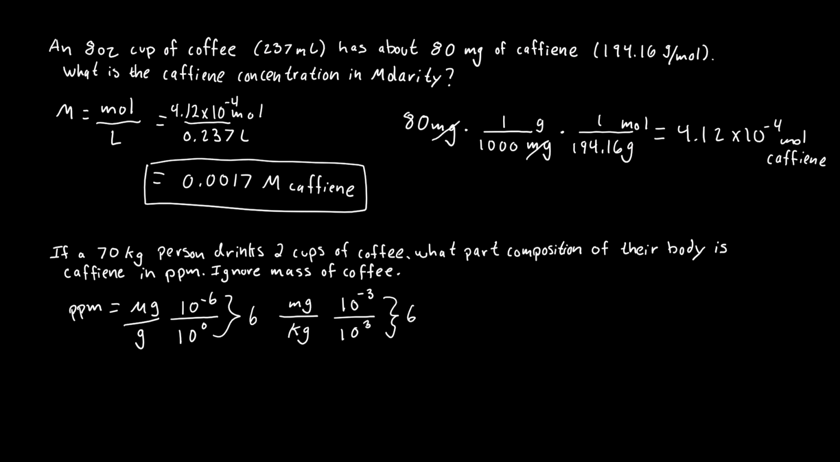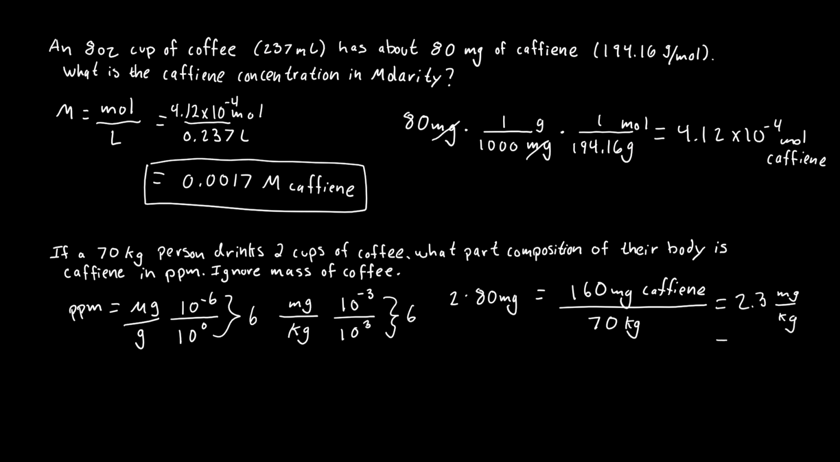So now we can just plug that in. So 2 cups of coffee would be 2 times 80 milligrams, which is equal to 160 milligrams of caffeine consumed. And their body is 70 kilograms. So if we divide that, we get 2.3 milligrams per kilogram, which is equal to 2.3 parts per million.